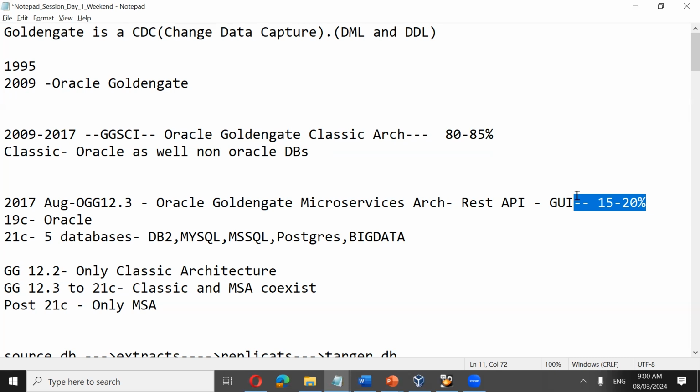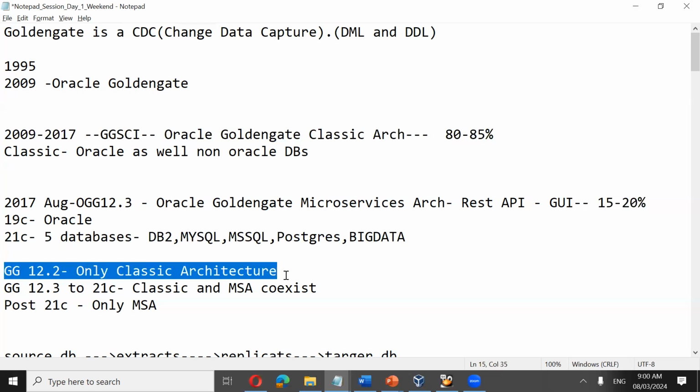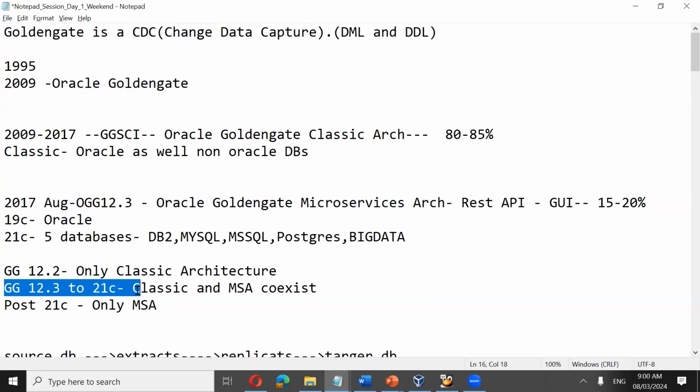Okay. So I should say one thing: classic architecture is the present of Goldengate, but microservices is the future of Oracle Goldengate. Why? Let me tell you another thing. Until Goldengate version 12.2, only classic architecture was there. From Goldengate version 12.3 to 21C, both classic and microservices coexist. So it's up to you. You can either set up classic architecture or microservices architecture as per your requirement, from 12.3 to 21C.